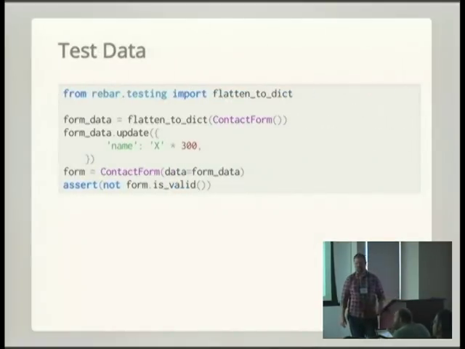We have a library we spun out of our code base into open source called Rebar that makes your forms stronger. And there's rebar.testing, which has a few helpers. One of them is flattened_dict. This is helpful where you can give it a form and it'll give you a dictionary of the data as it exists in its initial state. So if you have a very large form, this is much easier than trying to make your test have all the values you need to get to a valid state.